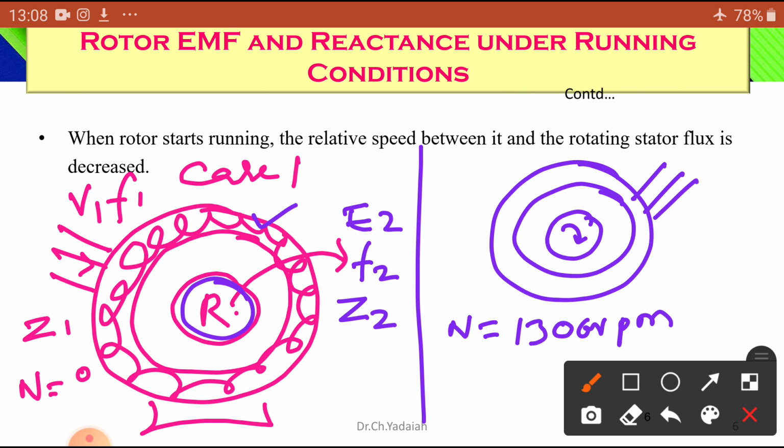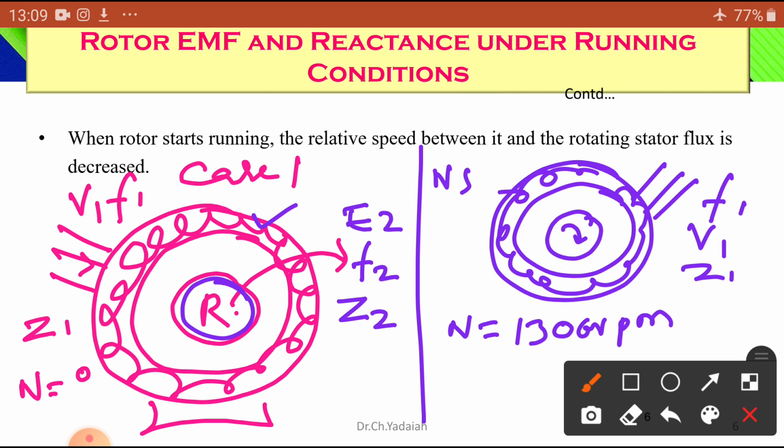Okay, what is the synchronous speed? Here the frequency is the same, and V is equal to V1, F1, and the impedance is equal to Z1, whereas the rotor parameters have now changed. What is the synchronous speed ns of this one? The stator magnetic field, the rotating magnetic field, we can calculate it. What is ns? ns is equal to 120 F by P.